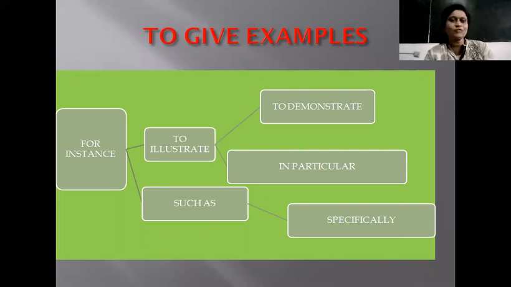So for example also you can use. The link is not there in the list, but that also you can use. Or for instance, also we will use, such as we will use, like we can use. So these are the linkers used to give examples in a sentence.